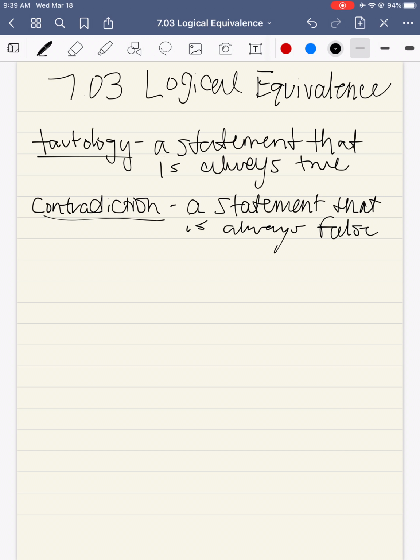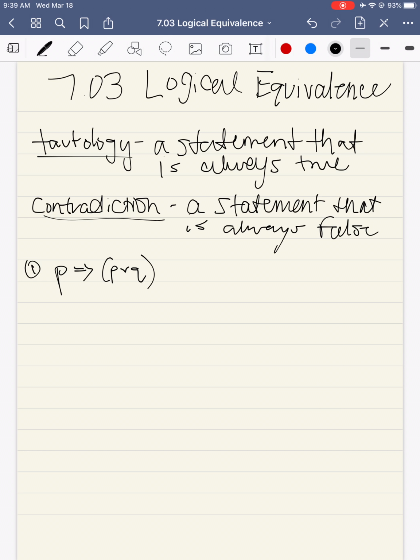And in order to do this, we're going to have to build a truth table for those statements and then see, okay, is that statement always true? Is it always false? Or is there some combination of true and false going on that would indicate that it's neither a tautology or a contradiction? So the first statement that we're going to take a look at is P implies P or Q.